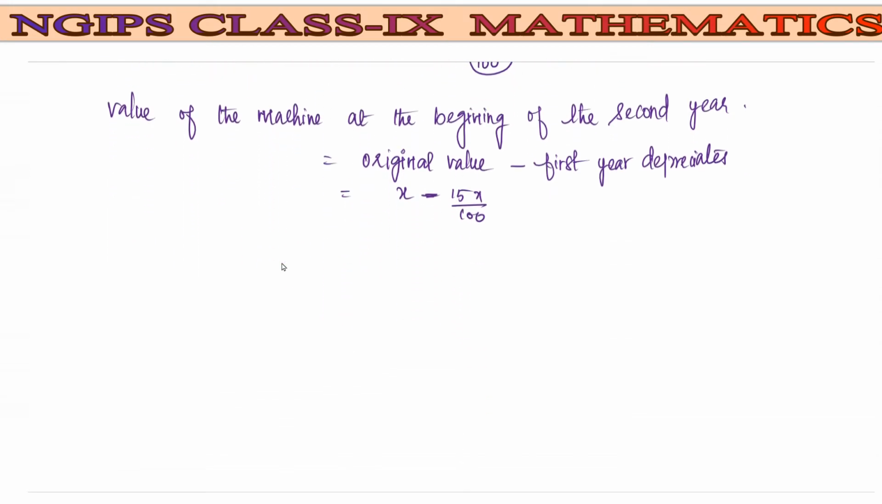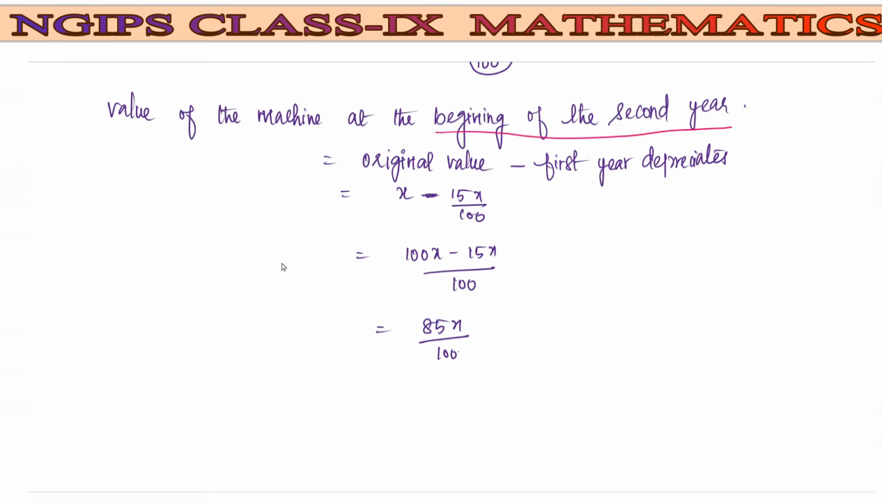So in this we need to take the LCM. So 100x minus 15x divided by 100. So it is nothing but 85x divided by 100. So this is the value of the machine at the beginning of the second year.